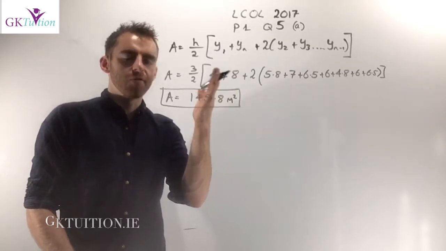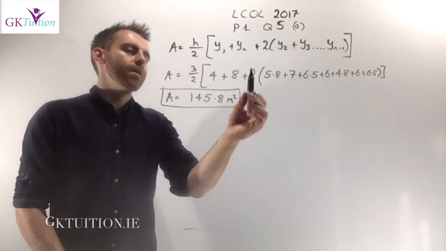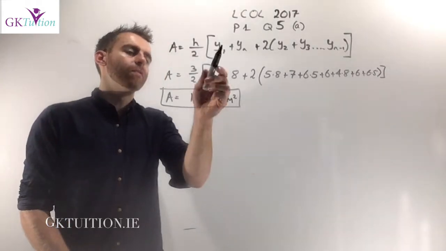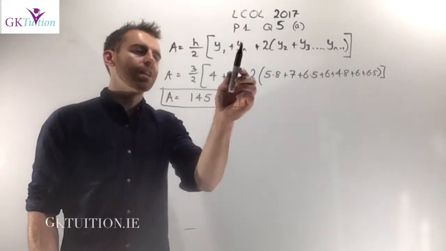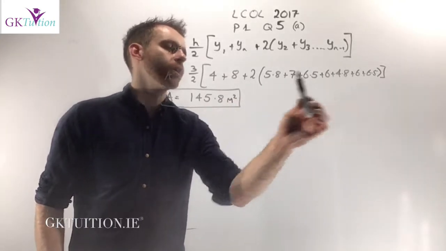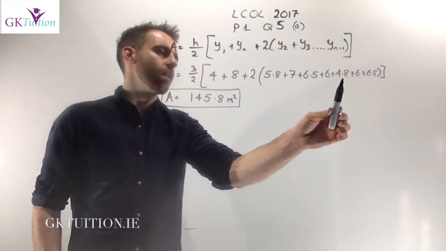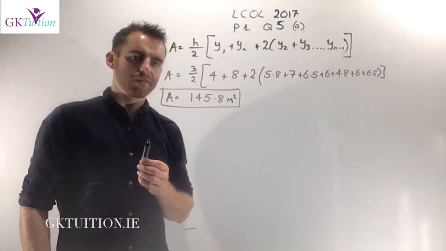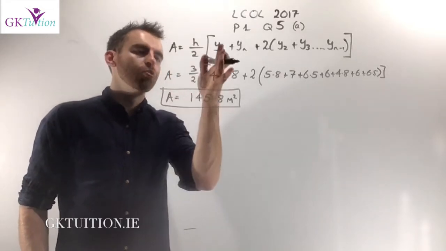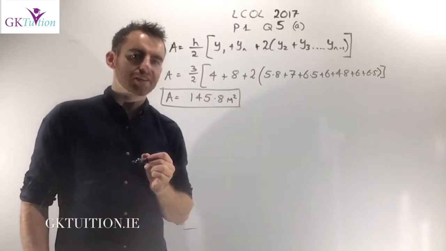Y1 refers to the first height. Yn refers to the last height. And then it's plus 2 times all the other heights. So the first height in our diagram is 4. The last height in our diagram is 8. And then it's plus 2 times the other heights, which were 5.8, 7, 6.5, 6, 4.8, 6 and 6.5. So the h refers to the width of each section and y refers to the height of each section. Y1 being the first one, yn being the last one.